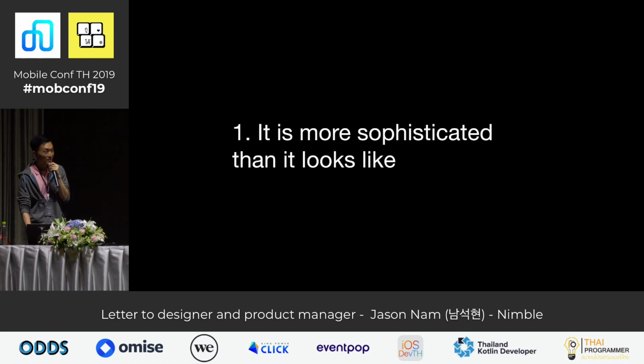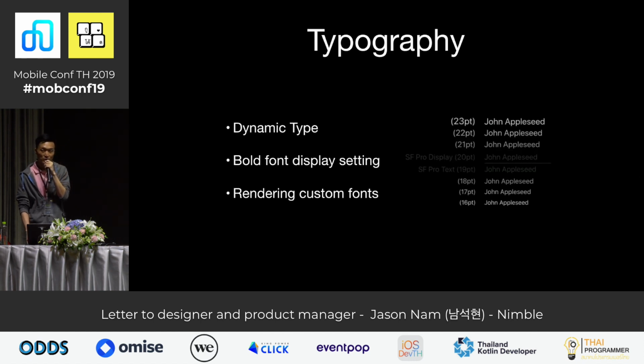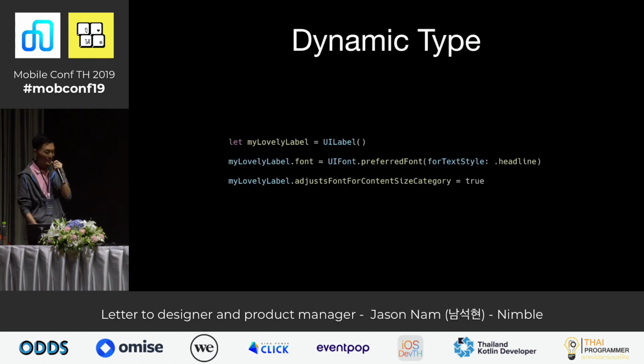Let's take typography as an example. Let's think about typography in iOS. There are many things to consider in the first place, like dynamic type, as Danny talked about before. And also there is the bold font system setting, a system-wide setting to make fonts bold. And we also need to consider this very well when we are using custom fonts. When we import a custom font and use it in our apps, we need to make sure that it renders correctly.